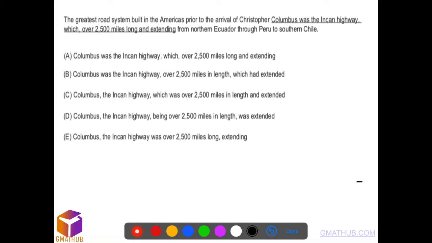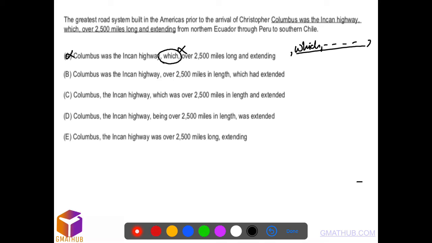In this question, the greatest road system built in the Americas prior to the arrival of Christopher Columbus, the Incan Highway, which was 2,500 miles long and extending from northern Ecuador through Peru to southern Chile. Now, "which" within the comma is wrong. Which has to have some modifier. It has to be "which was so and so." Then the comma would have made some sense. This is totally out.